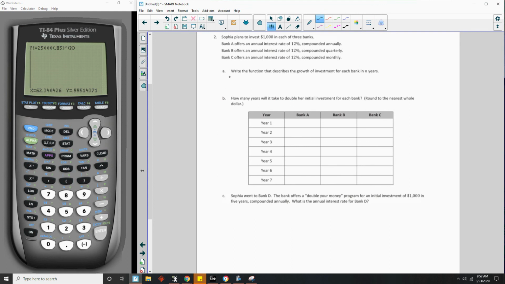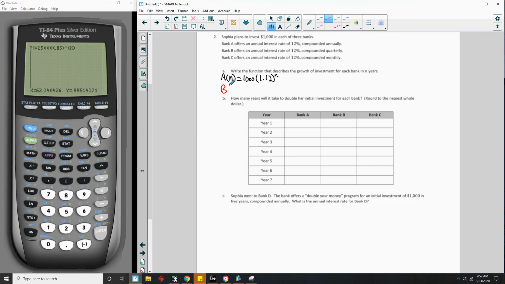So I will start off with Bank A. I'm going to call it A of n. So we're taking Bank A, and it's a function in terms of n being the number of years. A of n equals the initial 1,000 times, and since it's compounded annually, that's only one compound, so it would be 1 plus 12%, which is 1.12 to the power of n. So there's my Bank A.